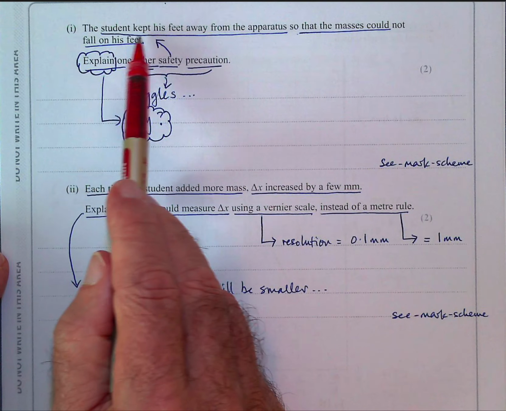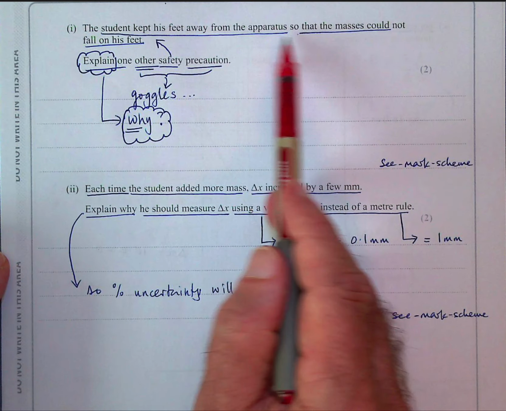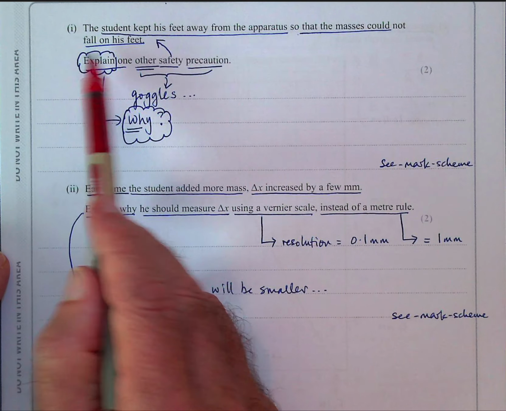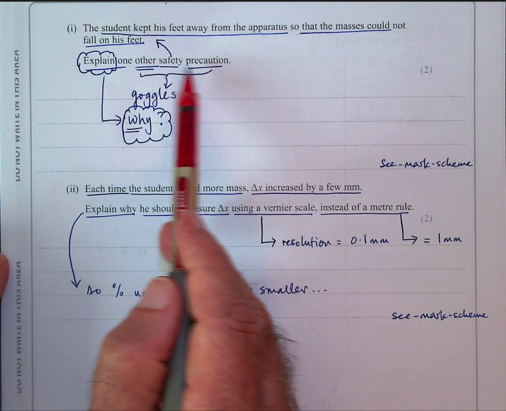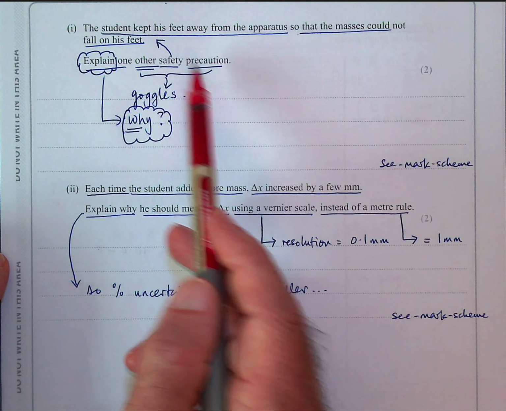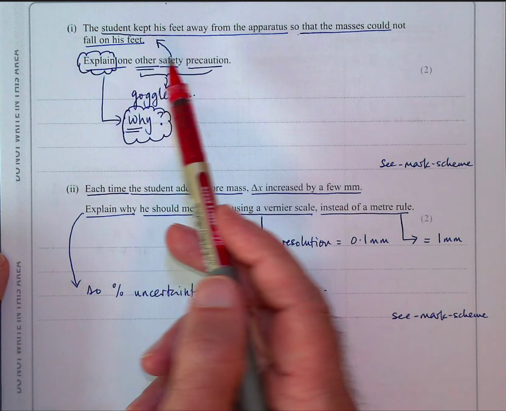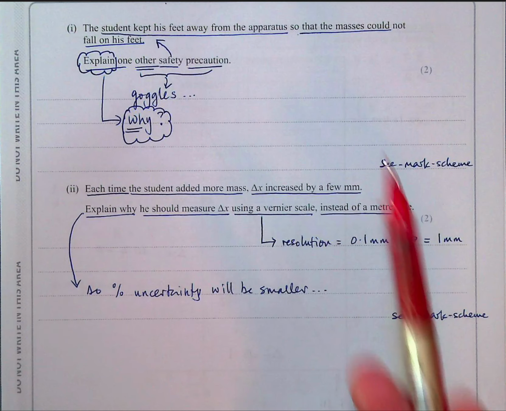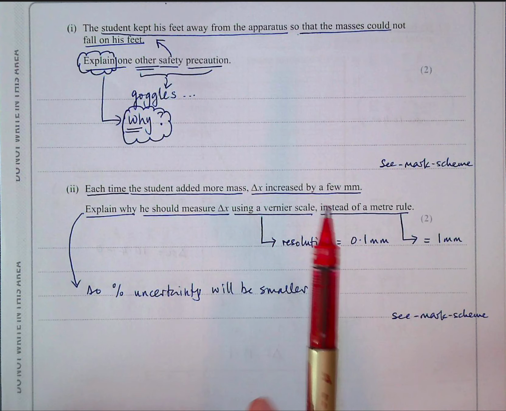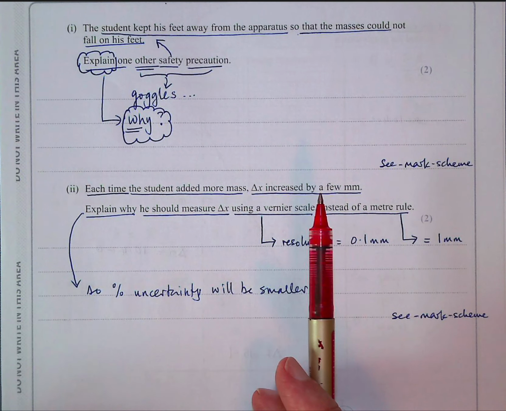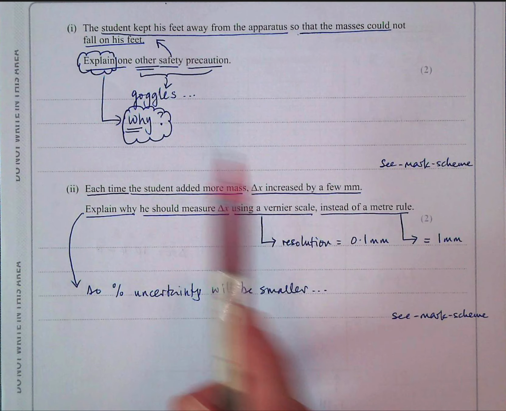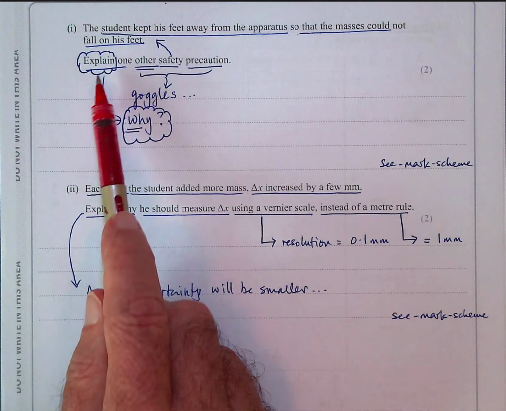Anyway, the student kept his feet away from the apparatus so that masses could not fall on his feet. So you've got to explain one other safety precaution. So obviously masses falling on feet is important, and you normally have to put something like a rubber mat or sponges underneath, like those thick sponges that you can get in the labs. So another one would be goggles. Why? Because it could snap.